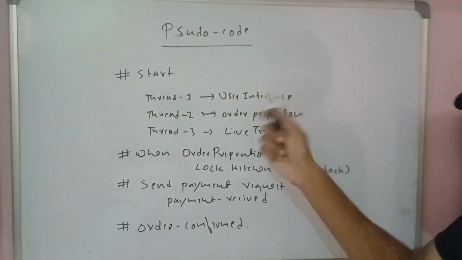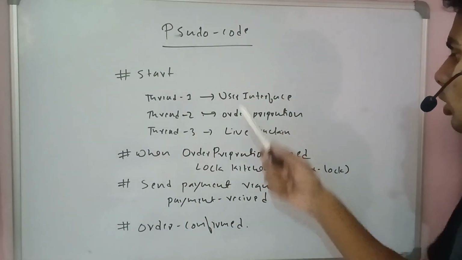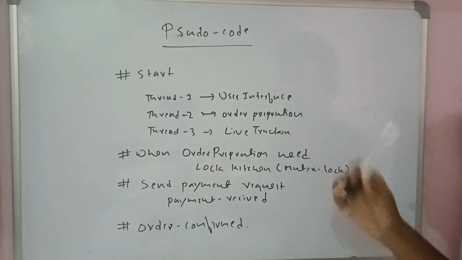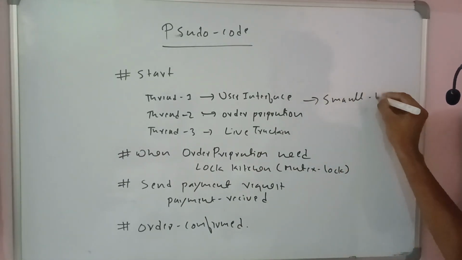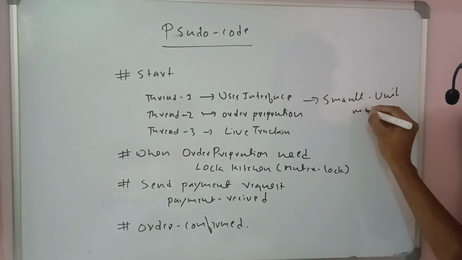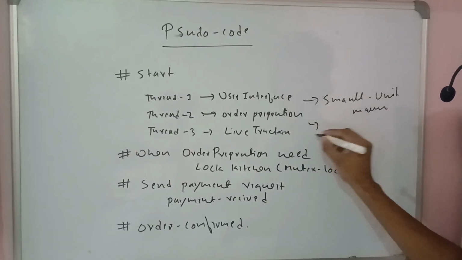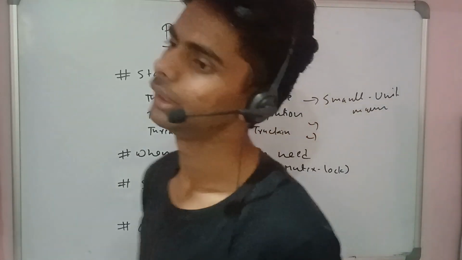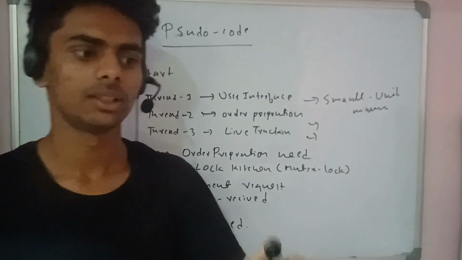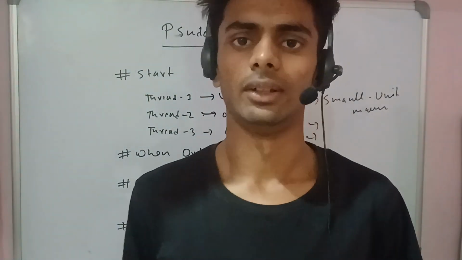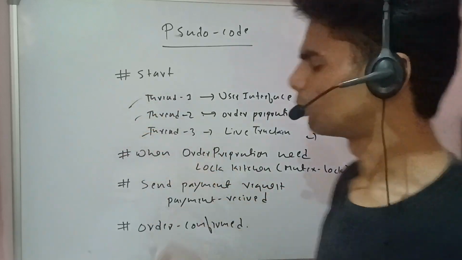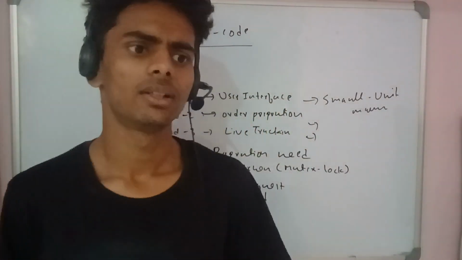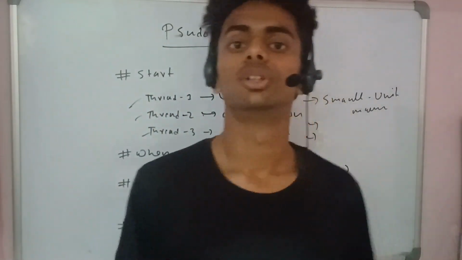So thread 1 is user interface, thread 2 is order preparation, and thread 3 is tracking. Each of them occupies a small unit of memory inside the process. So this is the entire structure of the application, and this is what we decide in the code. That's important, so I decide the threads first.